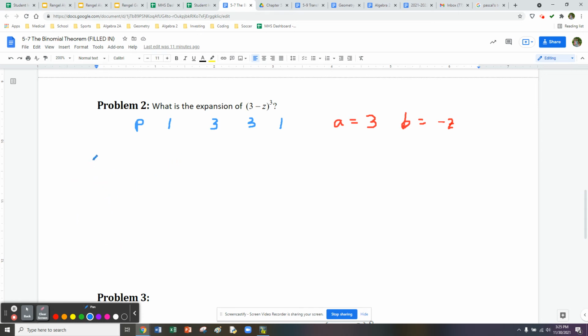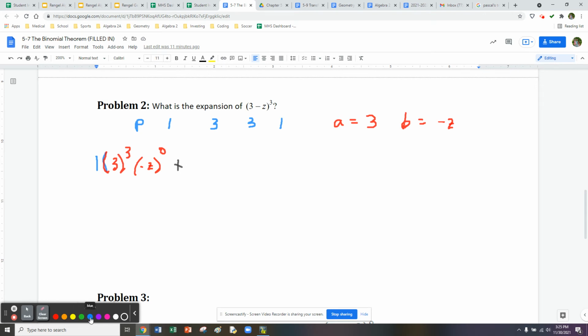So heading down, then we'll grab the first Pascal's number, which is 1. Then we'll take the a, which is 3. And I wanted to make that red. So a is 3, so we'll go 3. And then raise it to the 3rd power. And then negative z is raised to the 0 power. So I put a little line through my z's there. So that's a z.